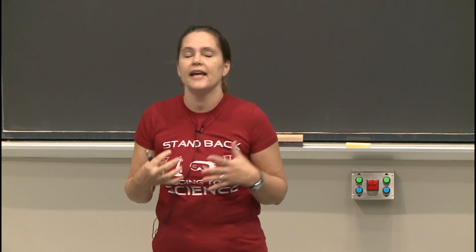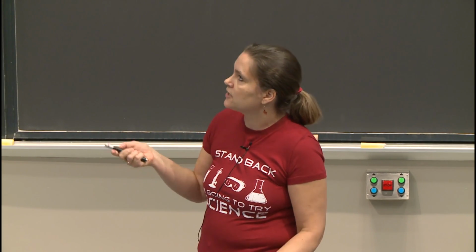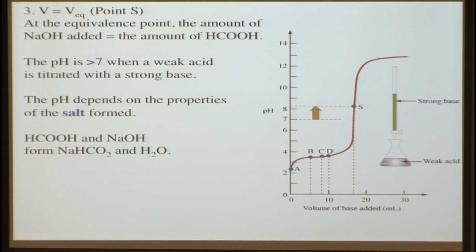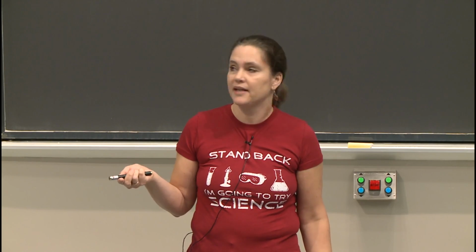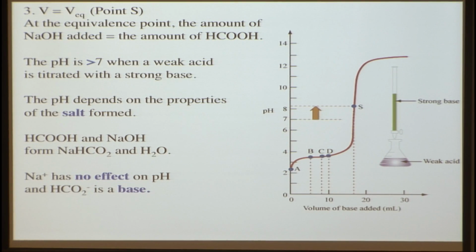So again, pH depends on the property of the salt that's formed at the equivalence point. And when it is a weak acid being titrated with a strong base, and that's what we have here, weak acid, strong base, you're going to get a salt and water. But this salt now is going to have basic properties. And we saw this before, that sodium has no effect on pH. Things in group 1 are not going to have any effect on pH. But HCO2 minus is a conjugate base of a weak acid. It is a weak base itself. So this is going to be basic. And so that's why the pH is going to be greater than 7.